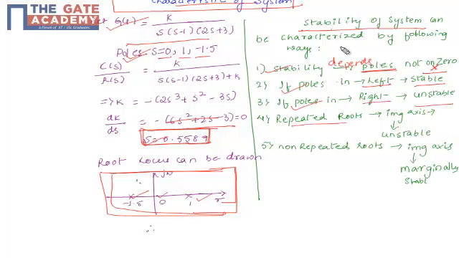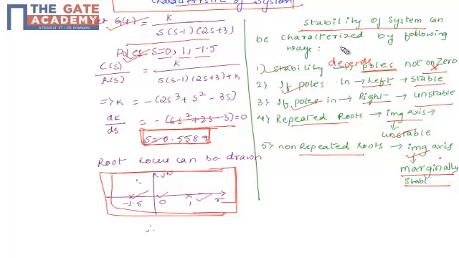And if we have repeated roots that have to be marked on the imaginary axis, for that the system will be unstable. And for non-repeated roots that have to be marked on the imaginary axis, the system will be called marginally stable.